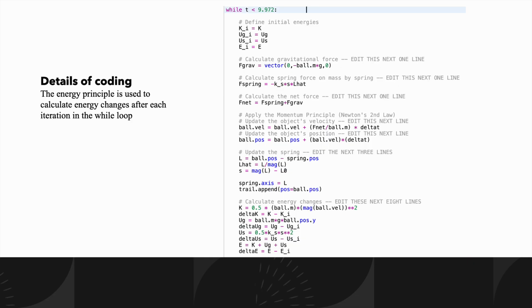So this is the iteration loop where I'm calculating the change in energy for each time step. I calculated the force of gravity, the force of the spring, and then I found the net force. With the net force, I can update the velocity and position with the velocity and position update formulas. Once I find the updated velocity and position for each time step, I can use that to calculate the energies. That's what I did in the bottom half of the code. For the kinetic energy, I calculated the change in kinetic energy, delta K, and similarly delta UG for gravity, and then delta US for the spring, and then E is equal to K plus UG plus US, and then delta E, which is the change in energy, is final energy minus the initial energy.